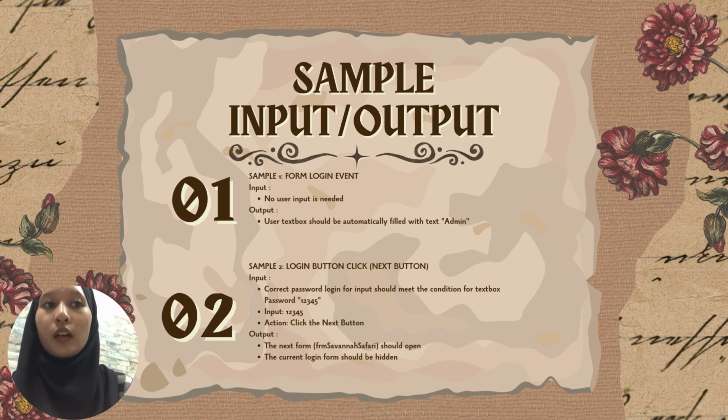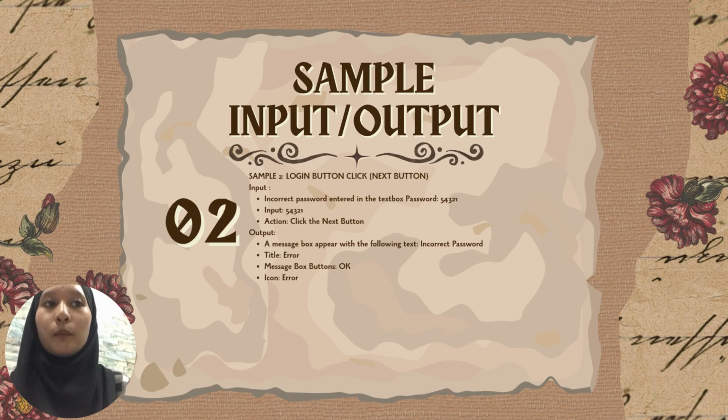The output will show the next form, which is form Savannah Safari, and the current login form should be hidden. Login button, click next button. Input the incorrect password, enter in the text box password, for example, 54321. Action, click the next button.